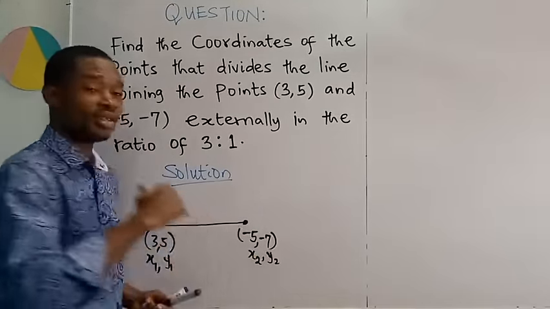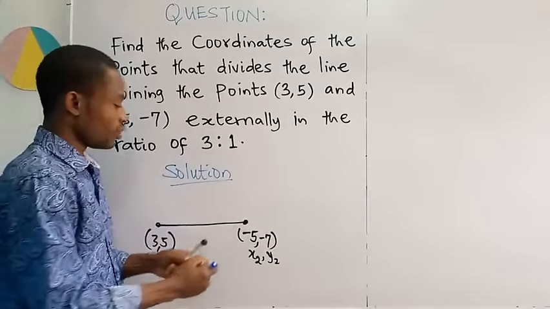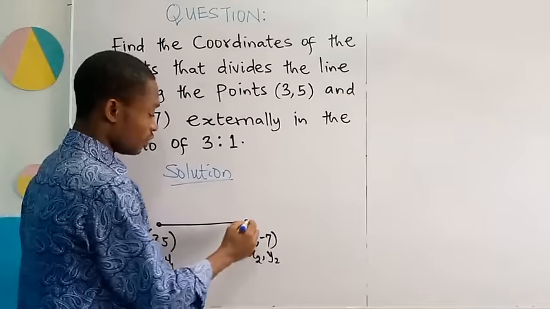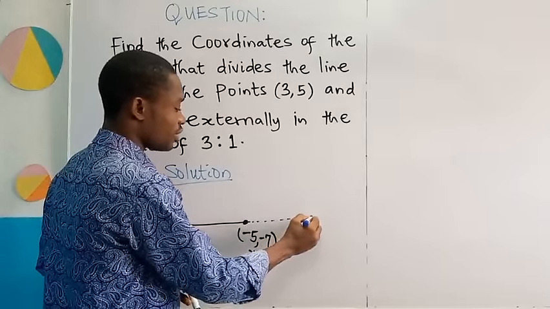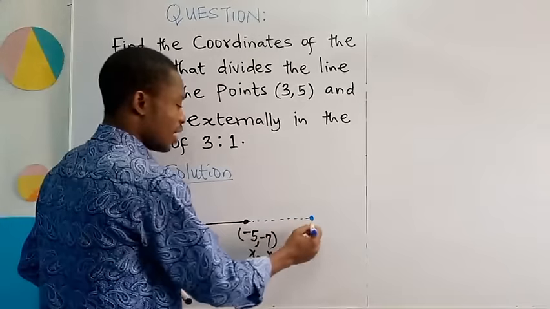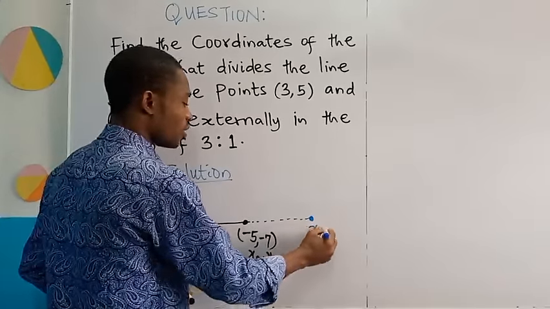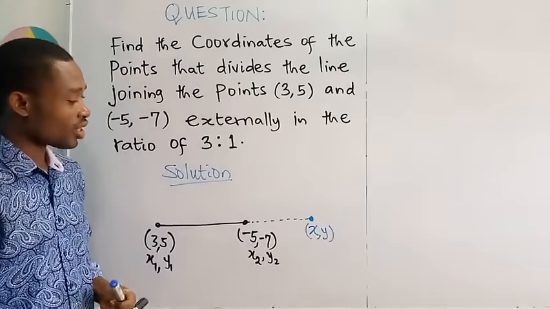Now this line is divided in a given ratio 3:1 externally. Since the ratio of division is external, let me produce this line. And then I am going to locate this point to be the point that divided this line externally. And then we don't know the coordinates of this point. Let me call it (x, y). So this is what we are looking for, the coordinates of that point.